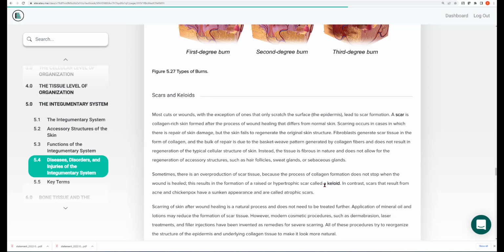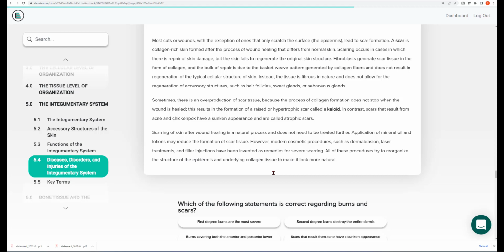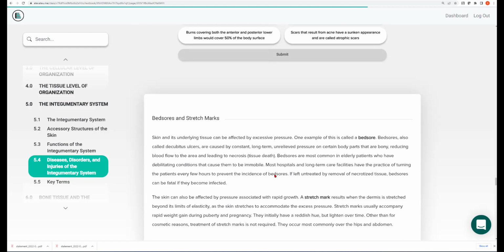A keloid is where you get a raised scar or a hypertrophic scar, and it's just a much, much thicker looking scar. I should also point out that a mature scar is not going to have those accessory glands. So wherever there is a scar, there is not going to be hair, there's not going to be sweat glands, there's not going to be sebaceous glands. So those accessory glands are not replaced when the skin is regenerated after some sort of damage. So that brings us to the end of this chapter.